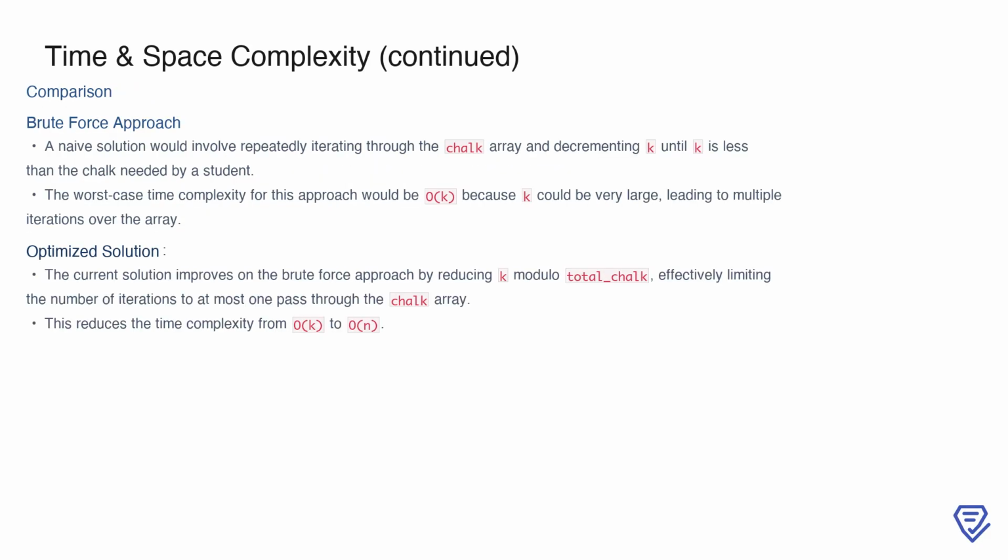When comparing this approach to a brute force solution, we see a significant improvement in efficiency. A naive algorithm would involve repeatedly iterating through the chalk array and decrementing k until it becomes smaller than the chalk required by a student. This could result in a time complexity of O(k) in the worst case, as k could be extremely large. In contrast, the optimized solution uses modular arithmetic to reduce k by total_chalk, ensuring that the number of iterations is limited to at most one complete traversal of the array. This improvement brings the time complexity down from O(k) to O(n), making the algorithm much more scalable for large inputs.